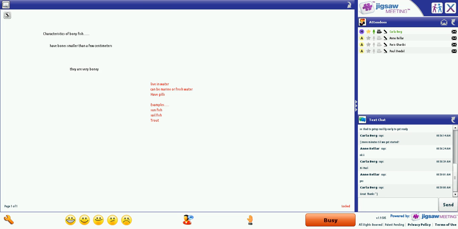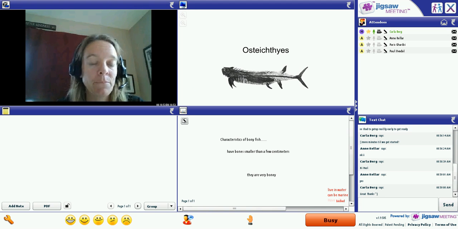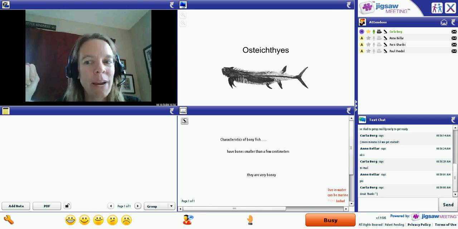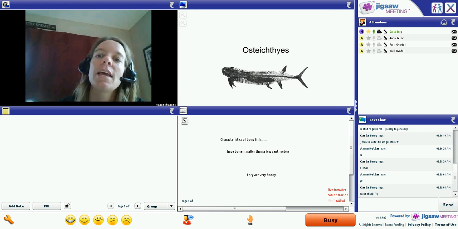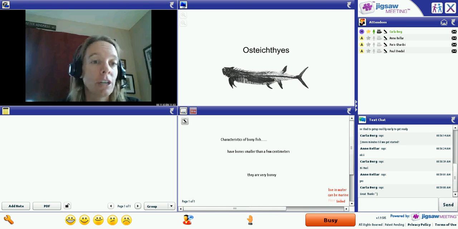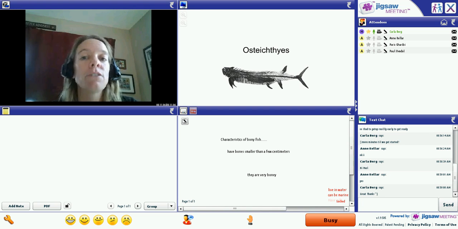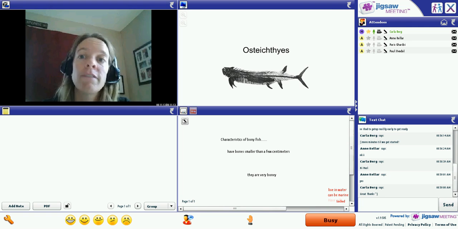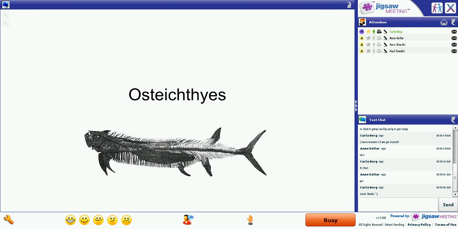So now, if you could make your whiteboard smaller for me. You do that by clicking that same little arrow, except now it's pointing down. And we are going to make our PowerPoint screen larger. To do that, you now should see something that says Osteichthyes with a skeleton of a fish. On that rectangle, if you could click the up and to the right button for me, your PowerPoint is now larger. Now this is a skeleton of an osteichthyes.